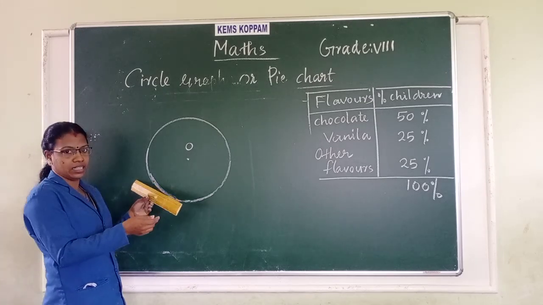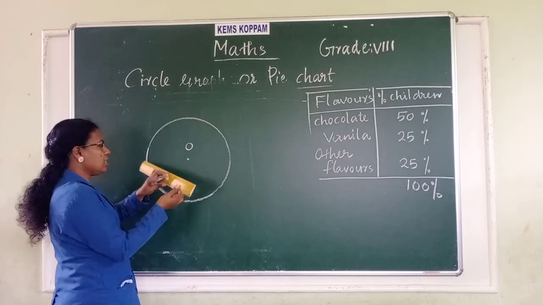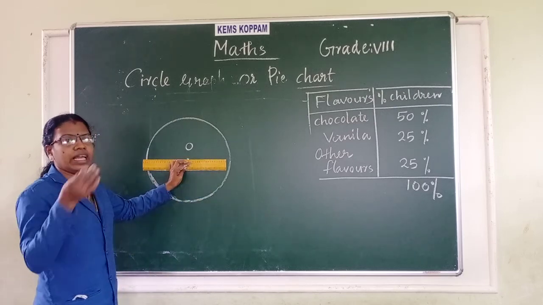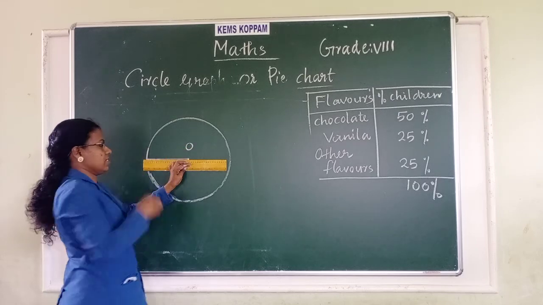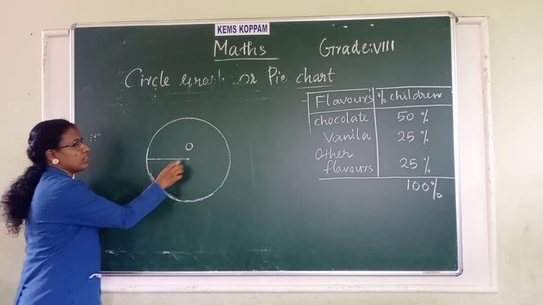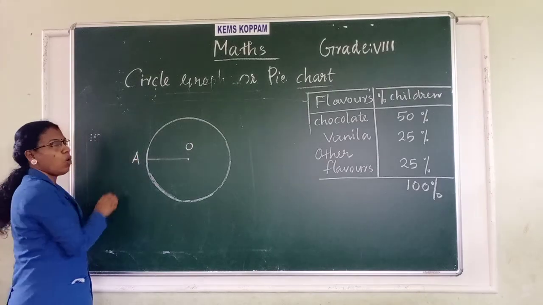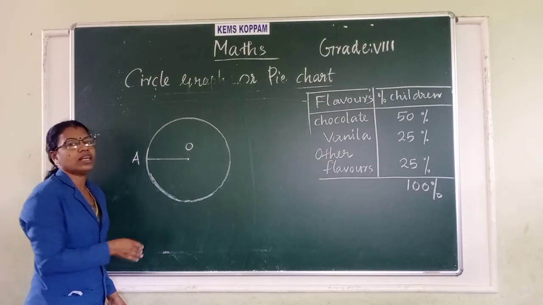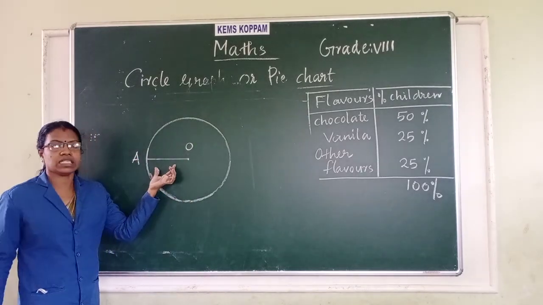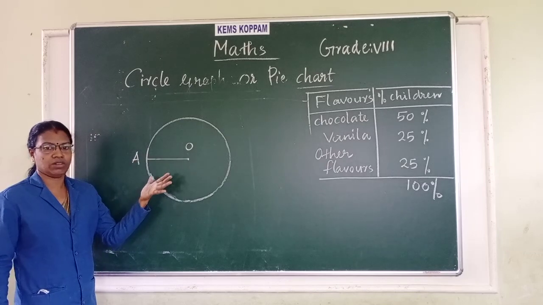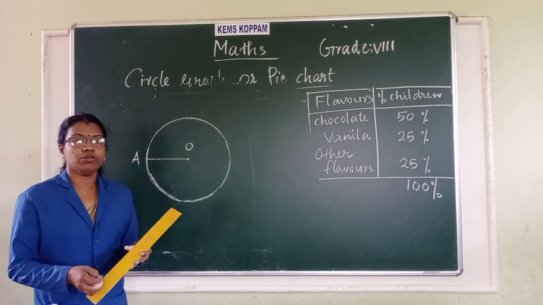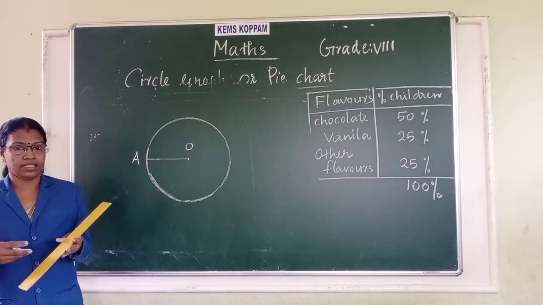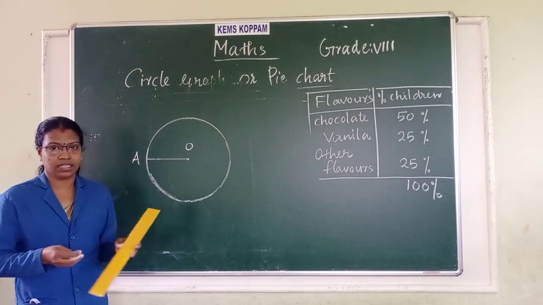What is the radius? It is the line joining the center to any point of the circle. So just draw a radius like this. This is the radius, so name it as OA. You can name it with any letter.